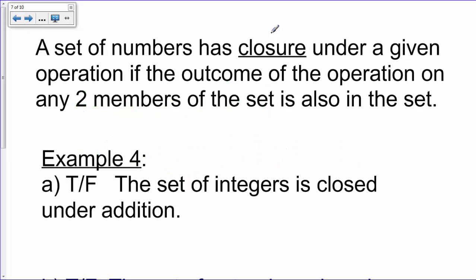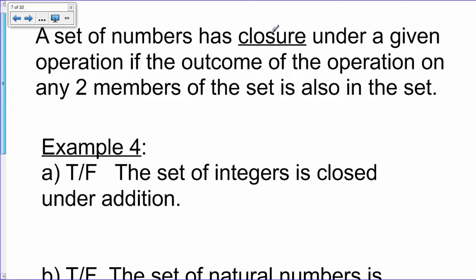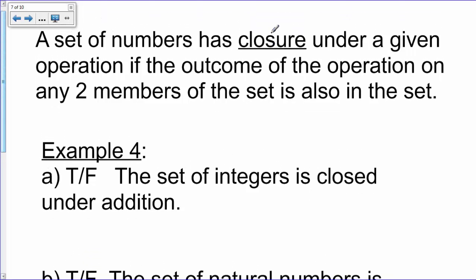A set of numbers has closure under a given operation if the outcome of the operation on any two members of the set is also in the set. This is something that in middle school usually confuses students, so I hope that we can get a better handle on it at this time. What this is saying is that it has closure under a given operation. Our operations are addition, subtraction, multiplication, and division. If the outcome of the operation on any two members of the set is also in the set.